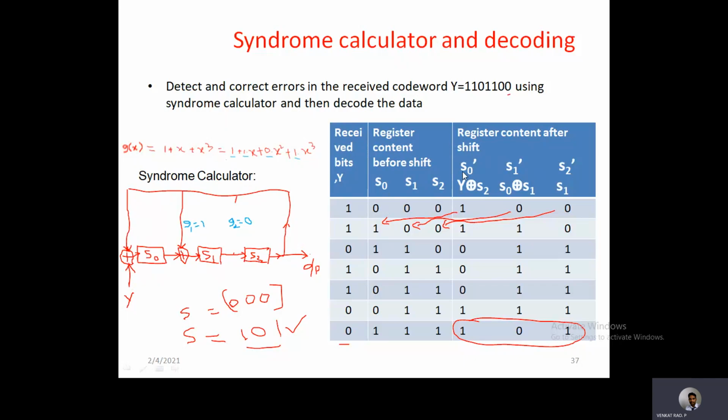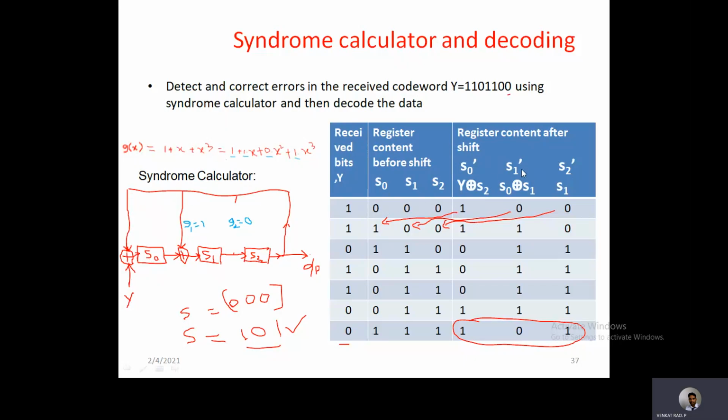First identify the values of S0 dash, S1 dash, S2 dash. What is S0 dash? How do we find the content of S0? It comes from this particular input. How is the input calculated? It is the XOR operation of this and this one, that means the XOR of Y and S2. So S0 dash is Y XOR with S2.